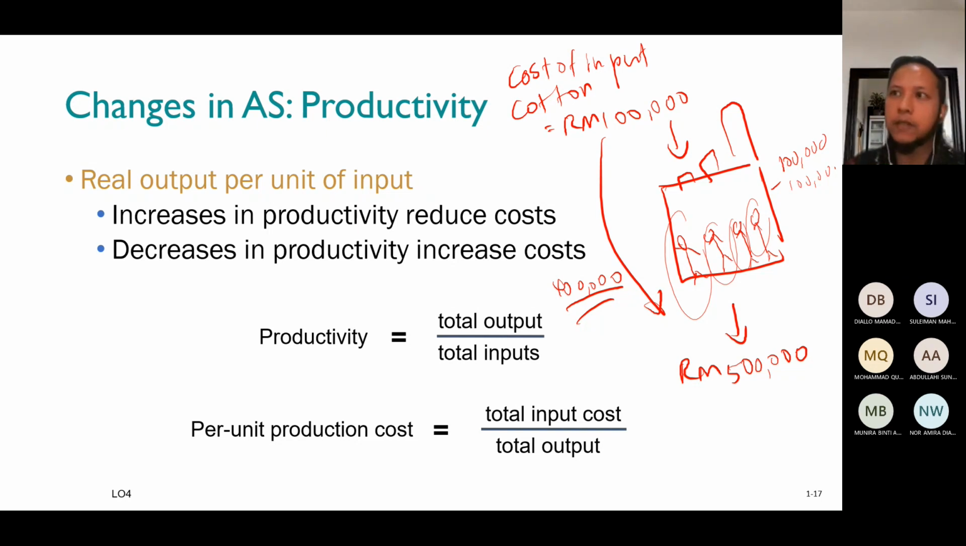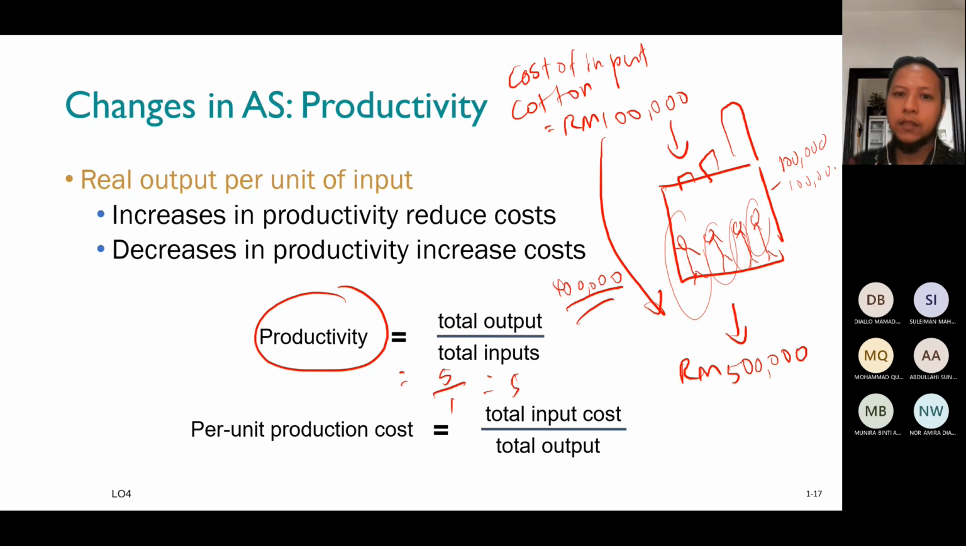Of course there are various other, more detailed ways of calculating this, but this is just to simplify. So in this case, when you look at the productivity, basically it is 5 over 1. So you can argue that the productivity in this case is 5. And then you can also calculate the total input cost.